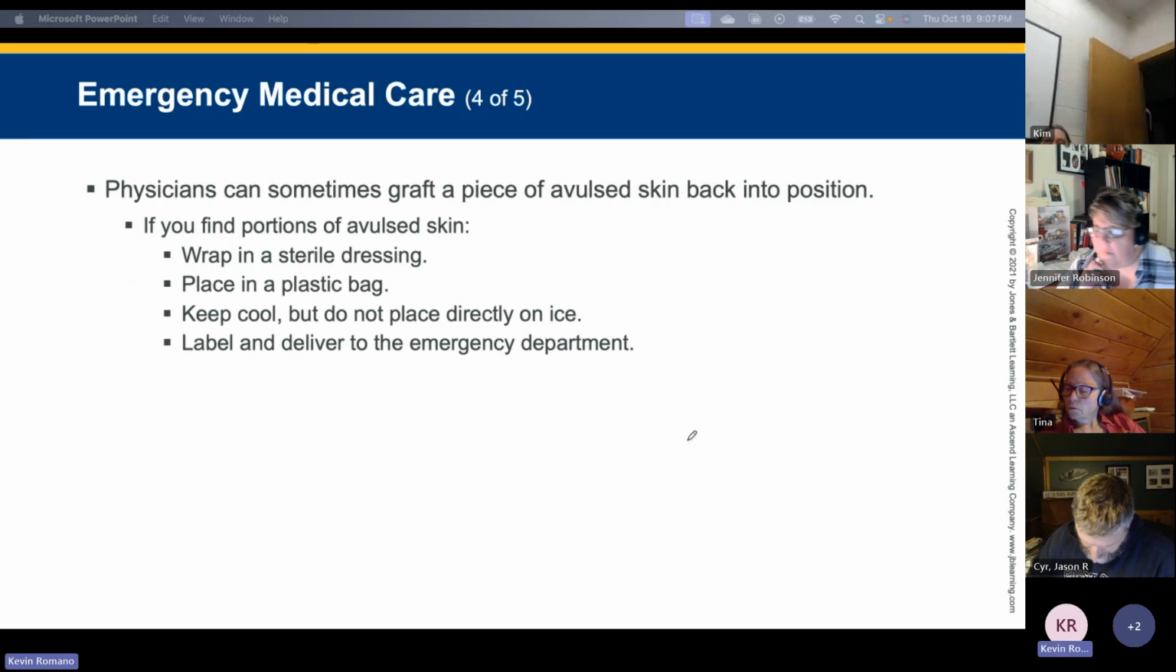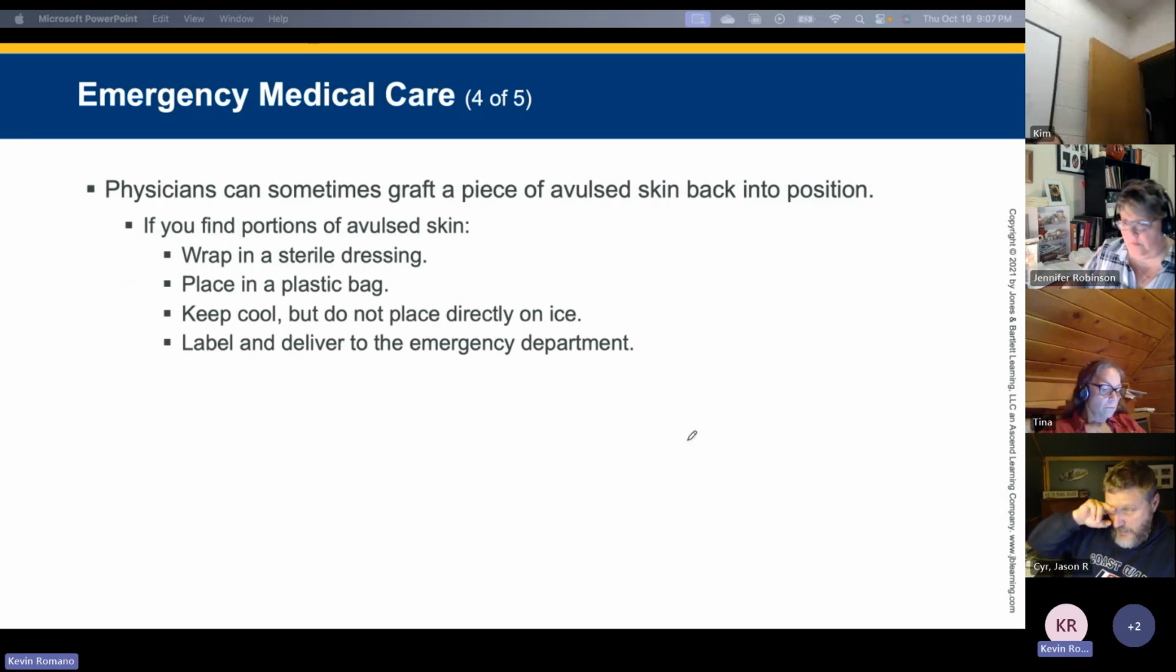Physicians can sometimes graft a piece of avulsed skin back to the appropriate position. So if you find a portion of avulsed skin, wrap that in a sterile dressing, place it in a plastic bag, and keep it cool. Like put it on top of an ice pack.